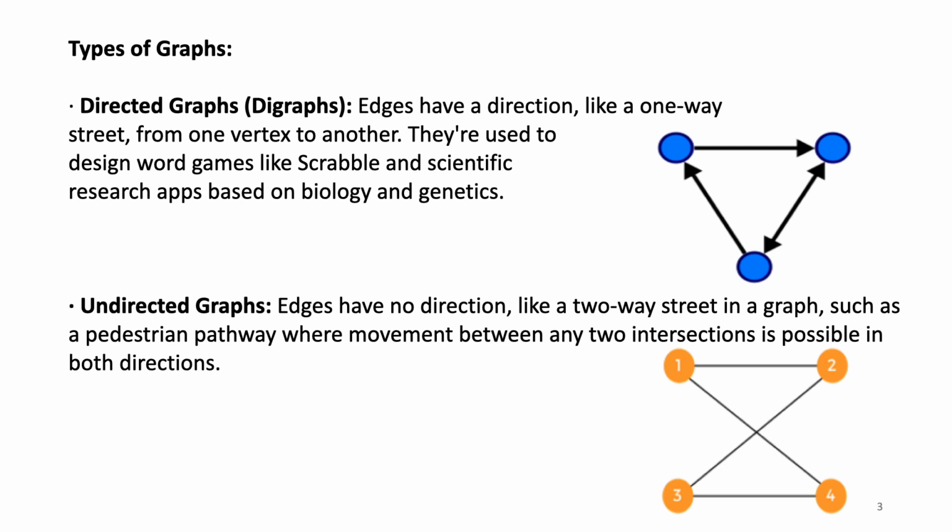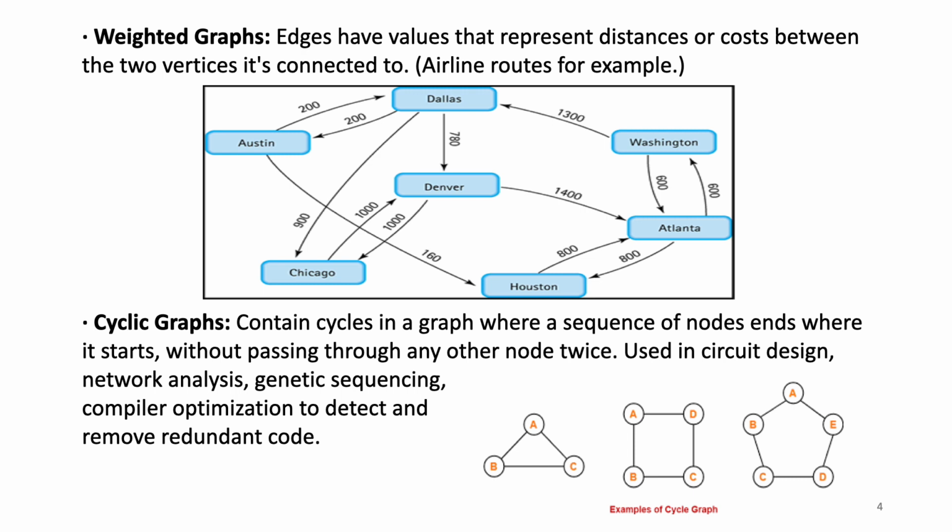For example, like a pedestrian path where any two intersections can go in both directions, as you can see in the illustration. Weighted graphs represent edges with values such as distances between two vertices it's connected to. The illustration gives an example of the distance from one city to another in an airline route.